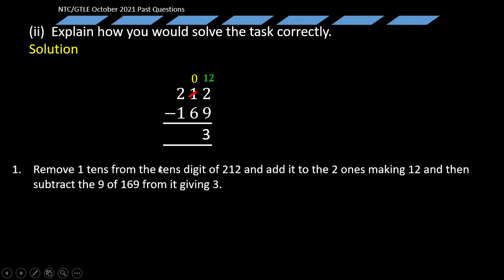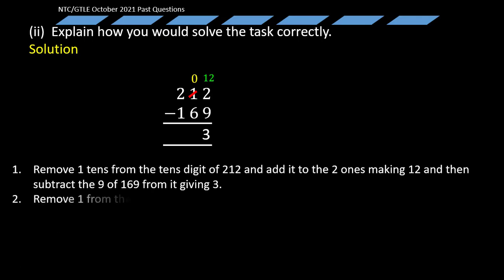You remove 1/10 from the tens digit of 212 because you can see that this is the tens column, this is the hundreds column, and this is the ones column. So you first of all remove 1 from the tens column and add it to the ones column because we cannot subtract 9 from 2. Okay, so that's the first step.